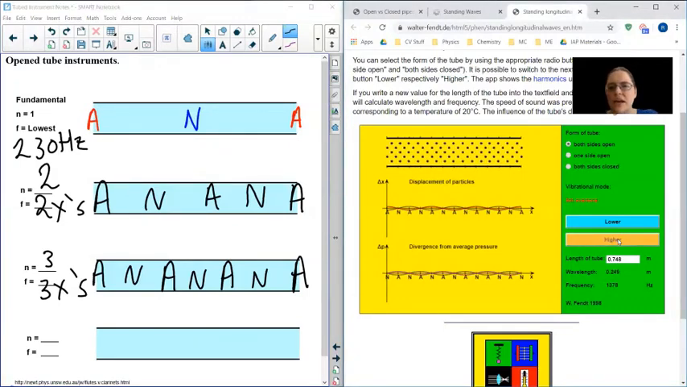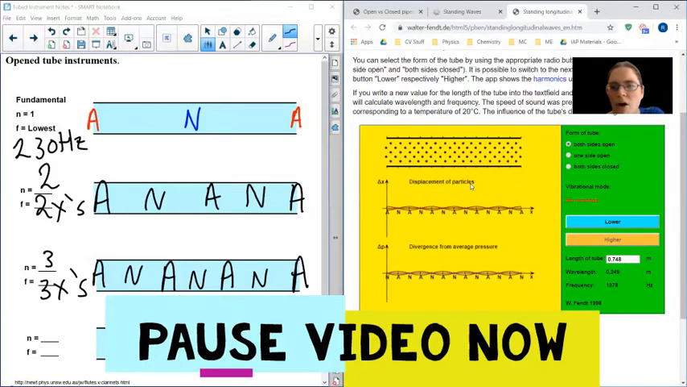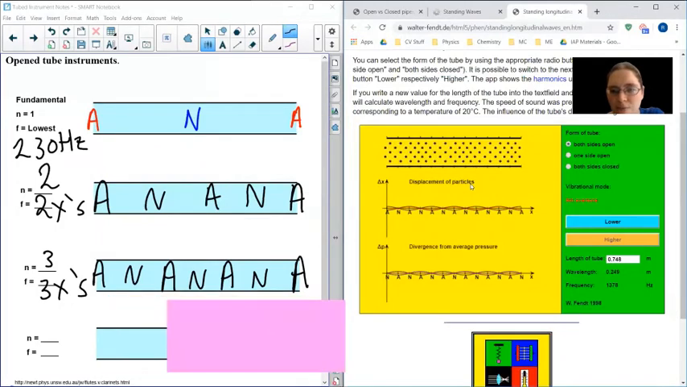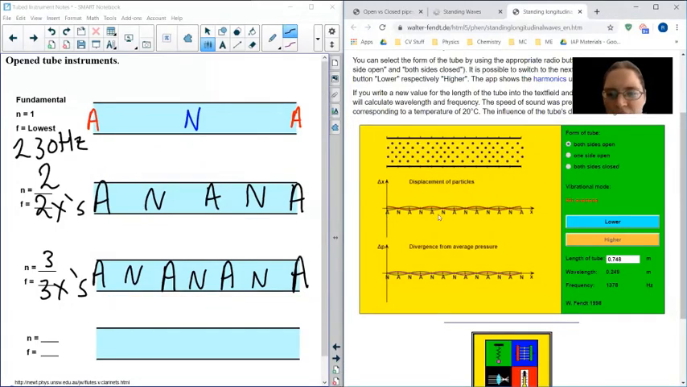So take a minute and look at this on the screen. See if you can figure out what harmonic it is by the pattern of A's and N's. All right, if I look at this pattern of A's and N's that is on the screen, what I see is 1, 2, 3, 4, 5, 6 nodes. And that is going to be a sixth harmonic.